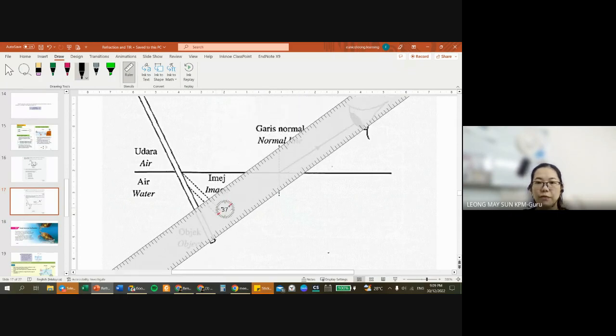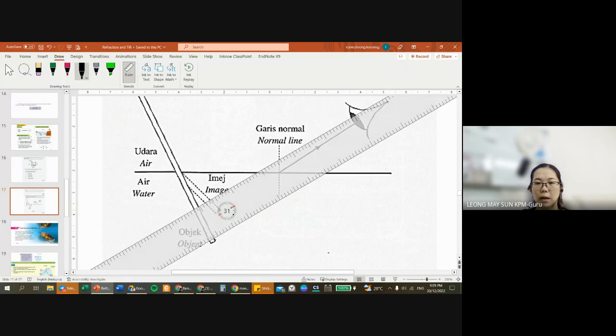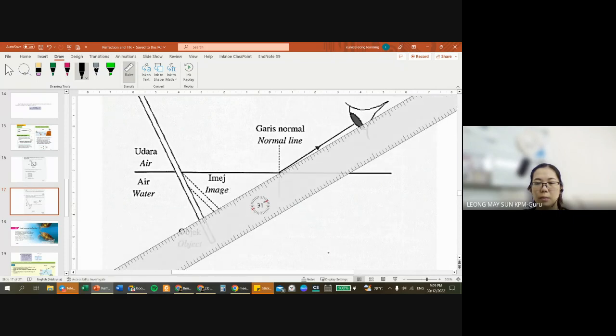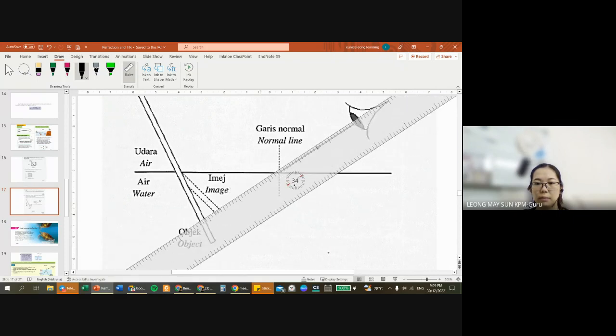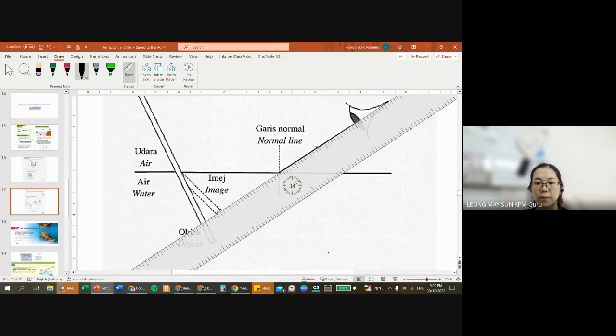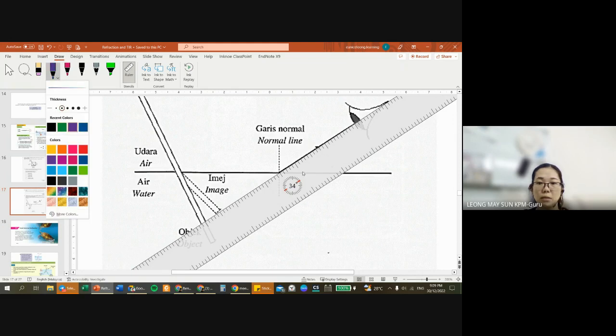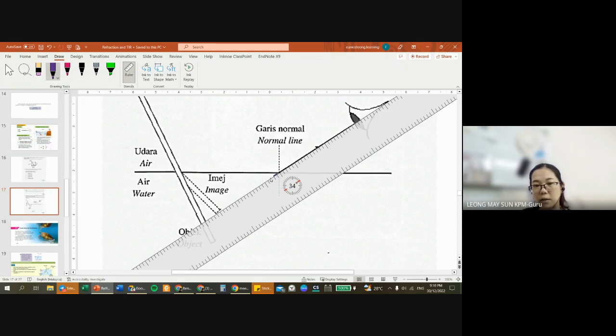First thing first, I'm going to put this at the normal line. Then I'm going to draw the image. You would notice that the image is already there. I'm going to use purple color so that it's easier for you to see. I'm going to draw the dotted line from the image to the point where it touches the boundary and the normal line. The one going towards the image for refraction of wave has to be a dotted line.